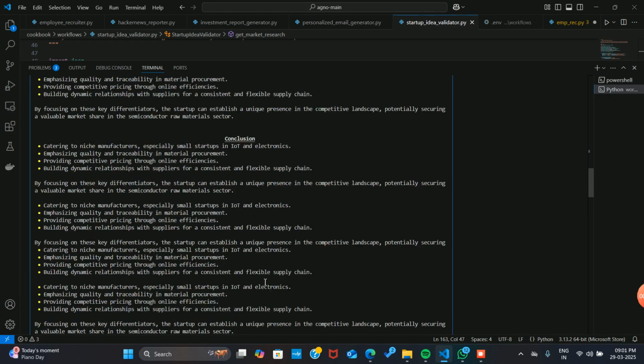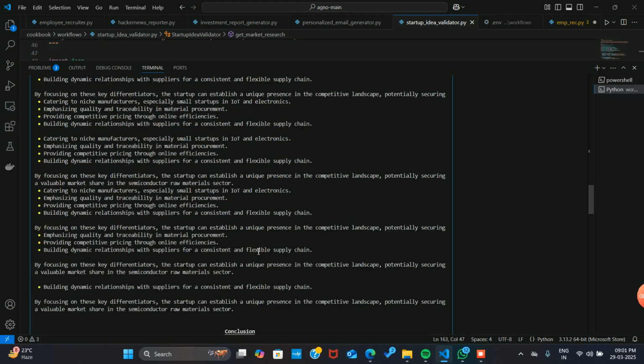So if you see the conclusion, it's saying, by focusing on these key differentiators, this is very important, isn't it? If you want to disrupt a market, you basically enter a market from two perspectives: you're going horizontal, or you're going vertical. In whichever way, the differentiator has to be there, so the startup can establish a unique presence in the competitive landscape, potentially securing a valuable market share in the semiconductor raw material sector. So see, this is pretty good. This is insane.